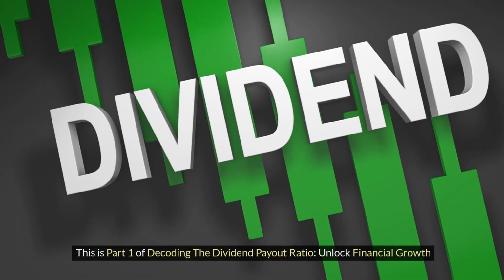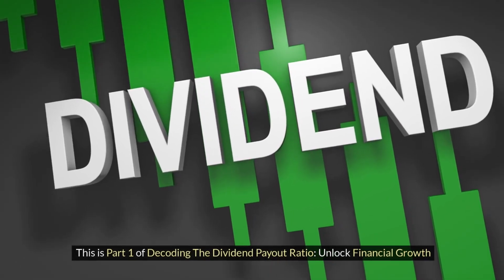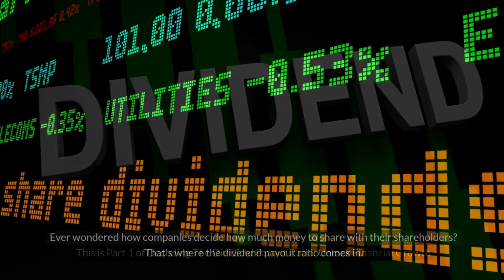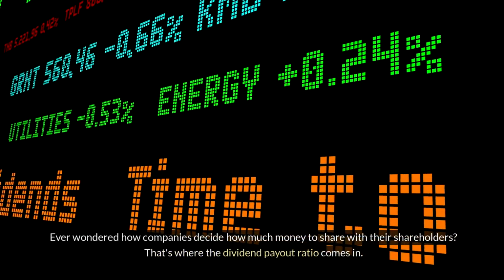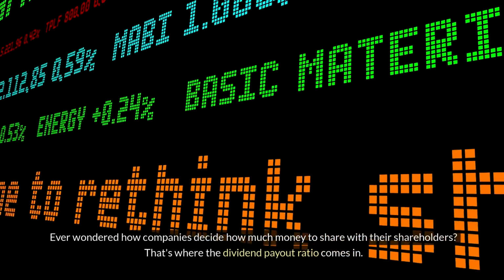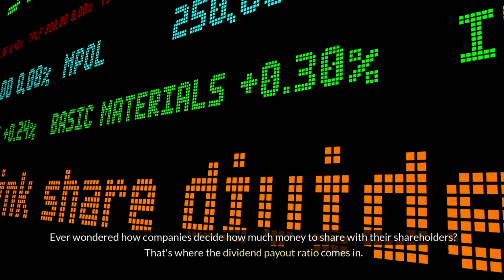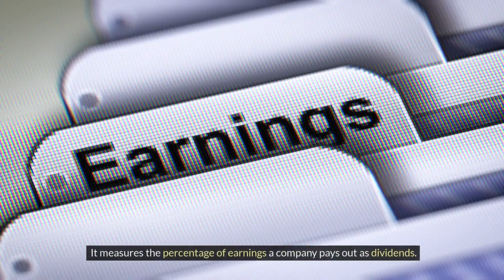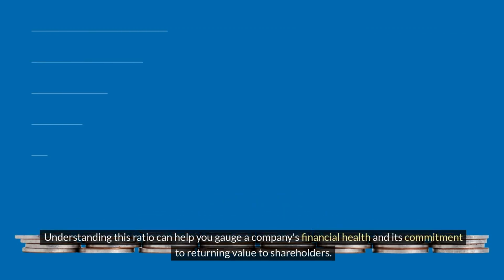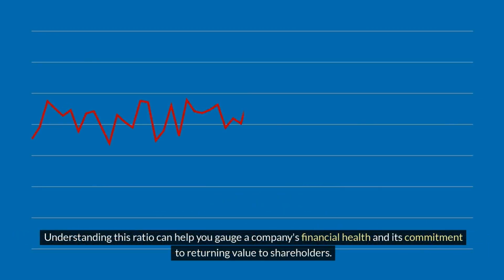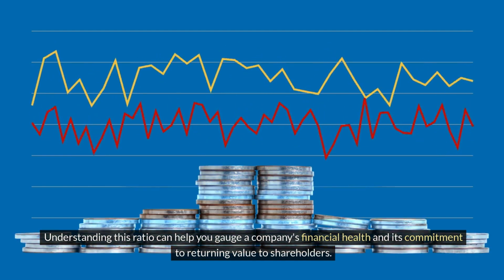This is part 1 of Decoding the Dividend Payout Ratio. Unlock financial growth. Ever wondered how companies decide how much money to share with their shareholders? That's where the dividend payout ratio comes in. It measures the percentage of earnings a company pays out as dividends. Understanding this ratio can help you gauge a company's financial health and its commitment to returning value to shareholders.